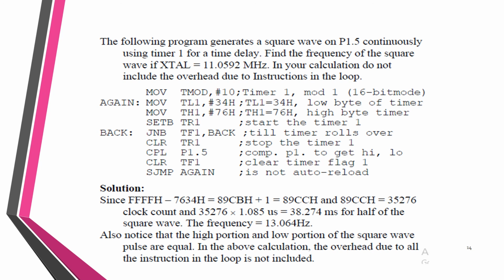89CC hexadecimal is nothing but 35276 decimal. So this is the count, which is going to produce 35276 into 1.085 microseconds, equal to 38.274 milliseconds for half the square wave, and the frequency is 13.064 Hertz. The high portion and low portion of the square wave pulse are equal. In the above calculation, the overhead due to all the instructions in the loop is not included. So this also you have to remember.